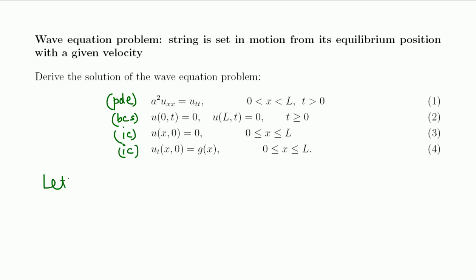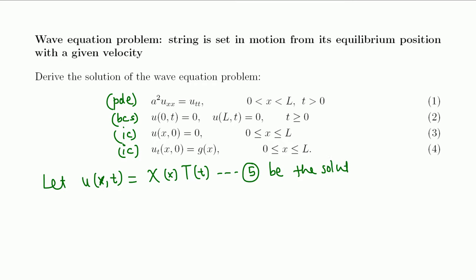We start with u(x,t), that's the displacement at any length x at any time t, as X(x), a function of x, times T(t), a function of time. Let's say that's number 5, be the solution, and this should be a non-trivial solution. Okay, this cannot be identically 0. Now we plug this 5 into equation 1, to get a squared u_xx.